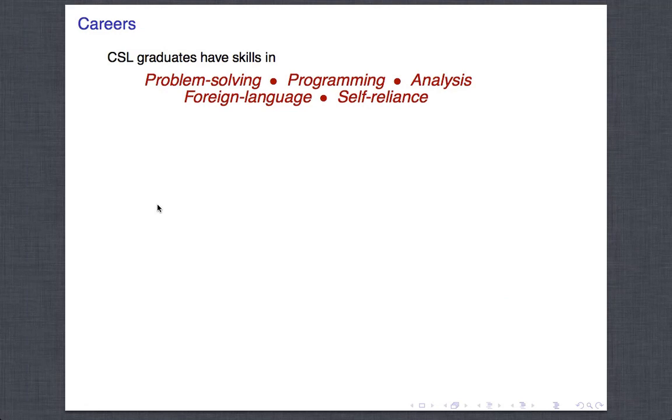I think it's fair to say that if you complete the degree, you have a certain number of strings to your bow. There's a lot of problem solving involved in carrying out the degree. That arises in computer programming, where you have to develop a solution to solve a particular problem, and also in linguistics. Evidently, programming is something you're going to have to do. Analysis. Both in linguistics, but also in computer programming, you have to delve into things and separate things out in a fairly clear conceptual way. Obviously, there's a foreign language that you've learnt. And there's this final item, self-reliance.